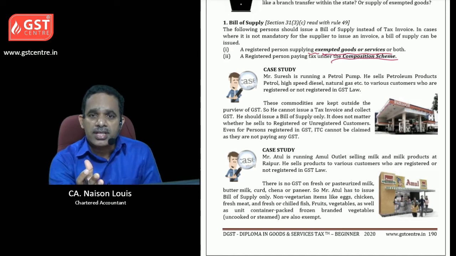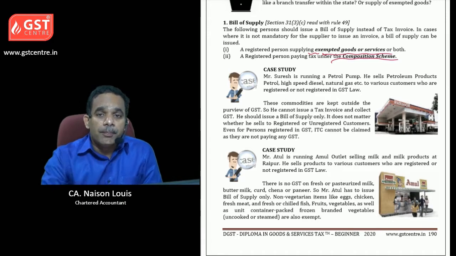So for exempted goods or services, there is no tax, as well as composition scheme persons cannot collect tax. So they should issue a bill of supply.